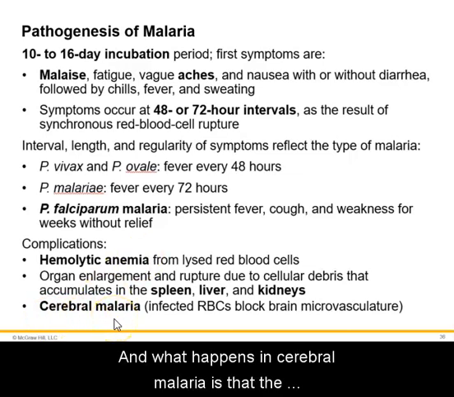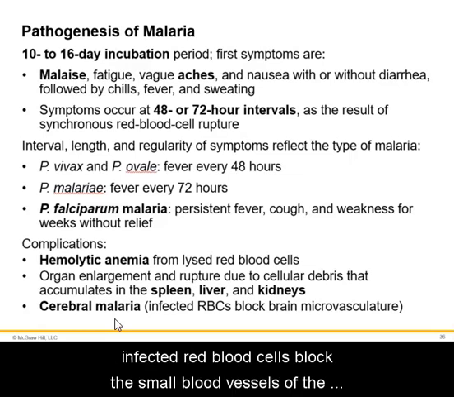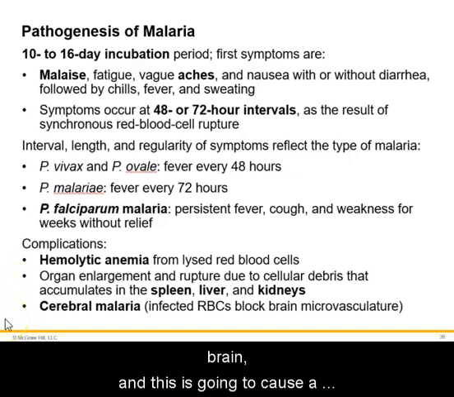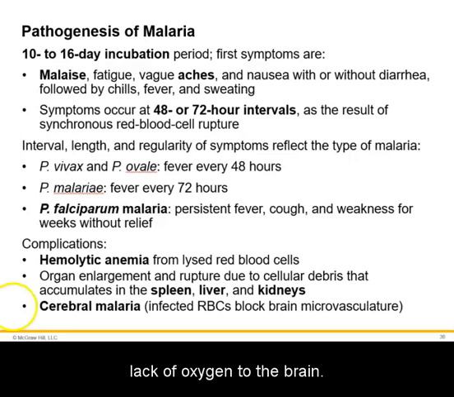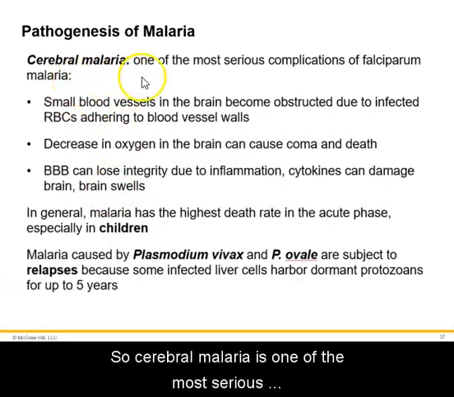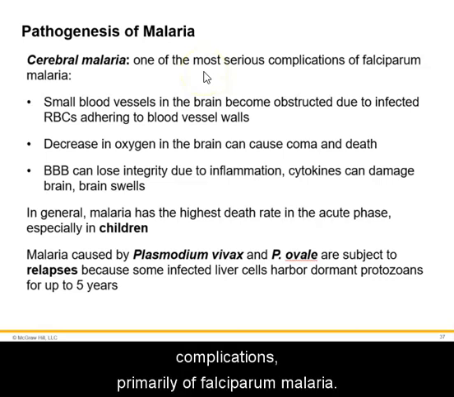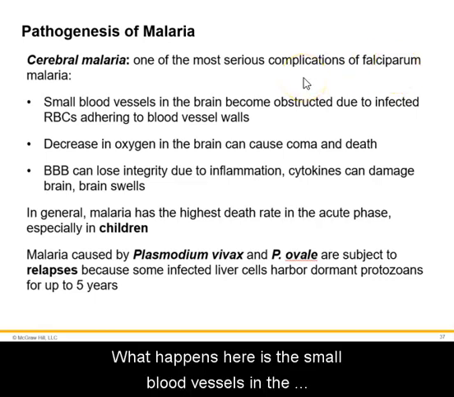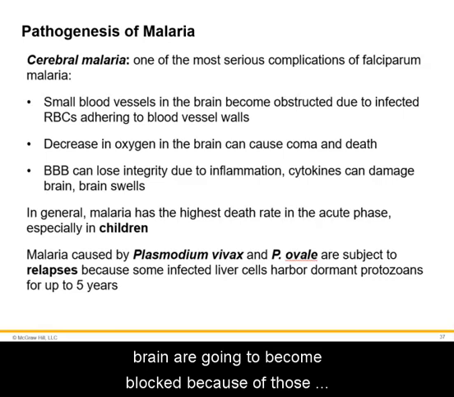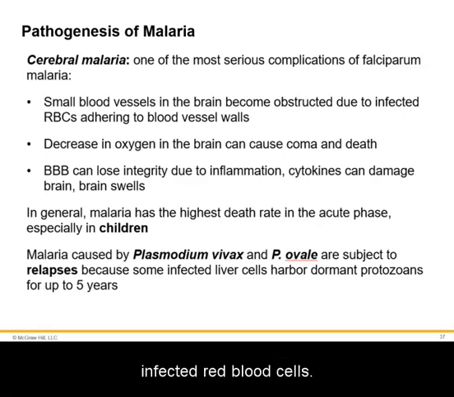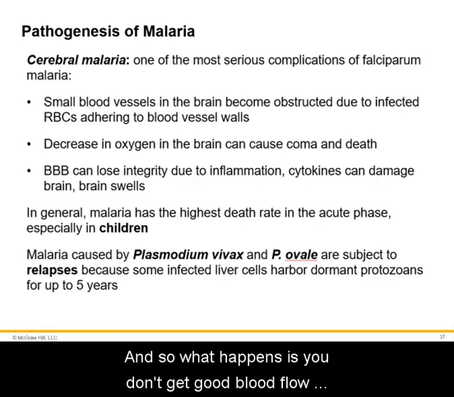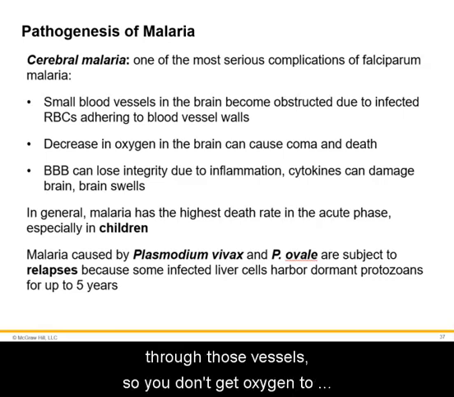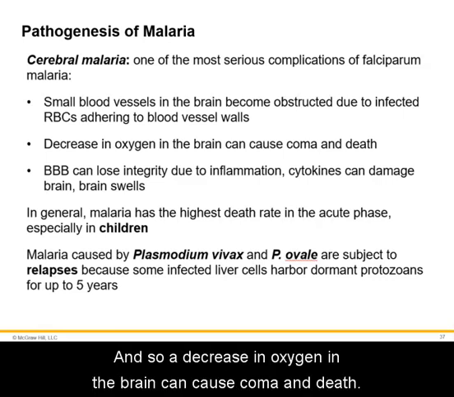And what happens in cerebral malaria is that the infected red blood cells block the small blood vessels of the brain. And this is going to cause a lack of oxygen to the brain. So cerebral malaria is one of the most serious complications, primarily of falciparum malaria. What happens here is the small blood vessels in the brain are going to become blocked because of those infected red blood cells. And so you don't get good blood flow through those vessels, so you don't get oxygen to the brain tissue. And so a decrease in oxygen in the brain can cause coma and death.